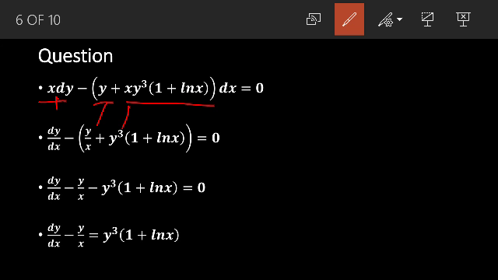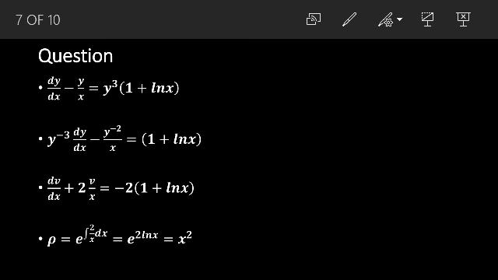Now when we open the bracket, the minus sign now affects, so we have minus y over x minus y cube into 1 plus ln x. At that point we can take this to the other side of the equation. That's why we have this to be equal to y cube, the minus sign becomes positive, y cube into 1 plus ln x. Now that is what we have.